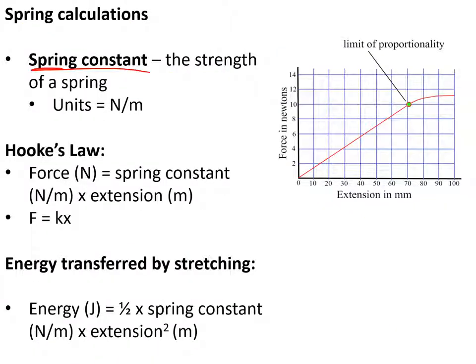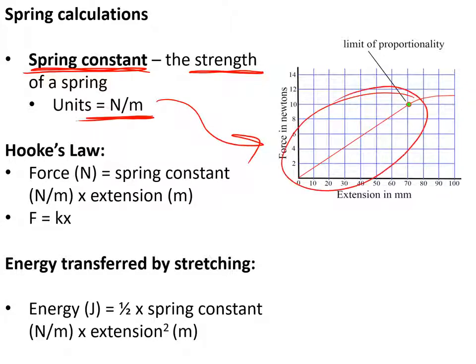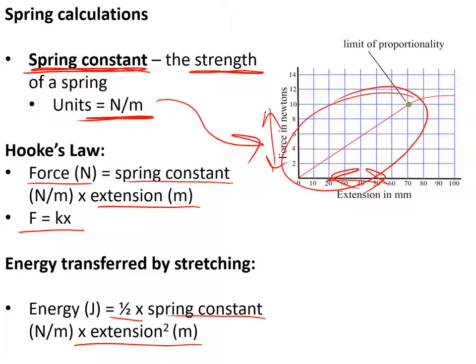The spring constant of a spring is a measure of the strength of that spring, and it has units of newtons per meter. In our graph of the force versus the extension, the spring constant is the gradient of that graph. Remember, to calculate gradient, you do the change in y divided by the change in x. Hooke's law tells us that the force equals spring constant in newtons per meter times the extension, so F equals k times x, and the energy transferred by a spring in joules is half times the spring constant times the extension squared.